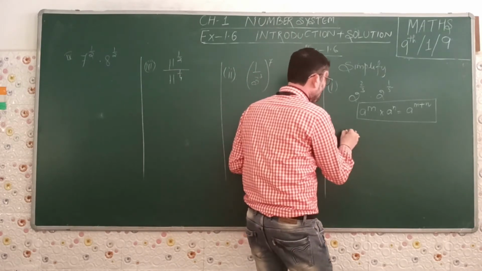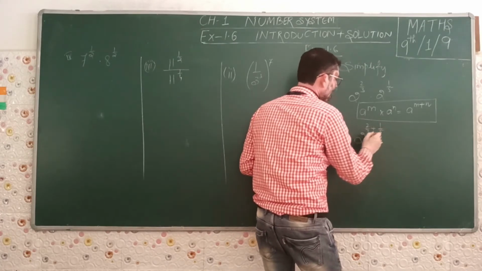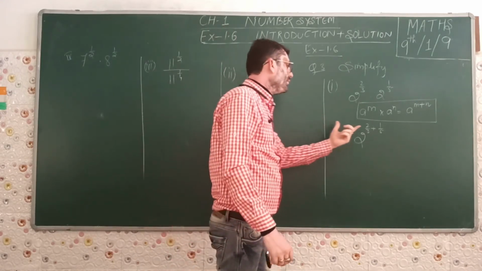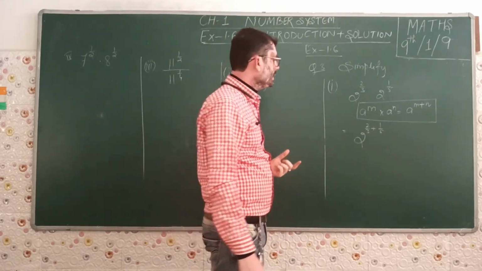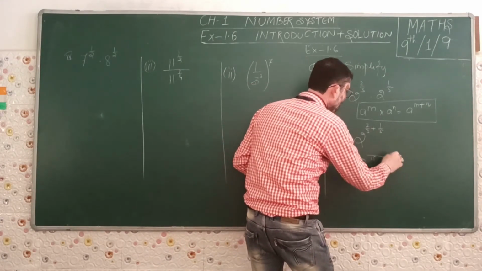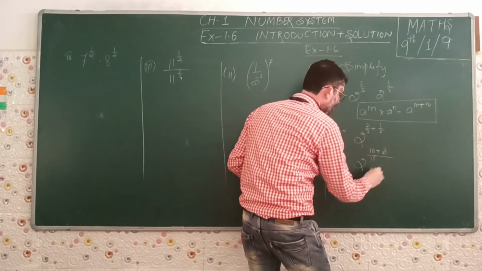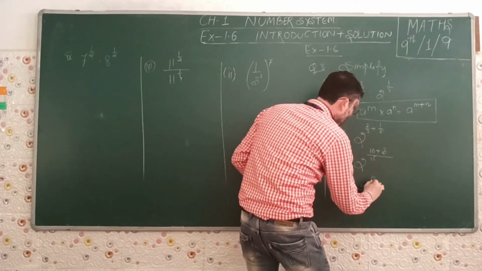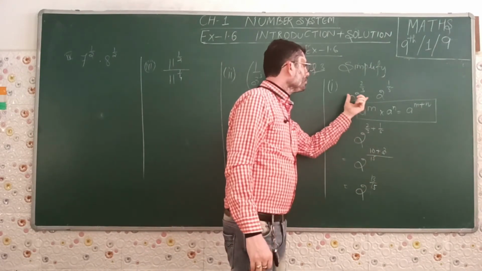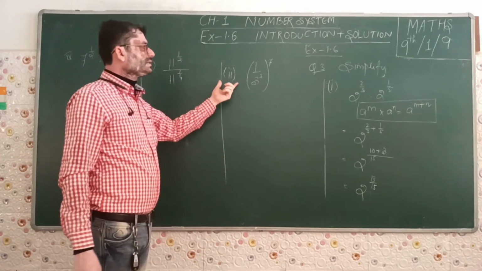So after this step, we can write 2 to the power 2 by 3 plus 1 by 5, since the base is the same and the powers are different, so the powers are added keeping the same base. So we have to solve the powers by taking the LCM. This is equal to 2 to the power, if we take the LCM, 15, 3 fives are 15, 5 threes are 15, so this is 10 plus 3, and this is 2 to the power 13 by 15. So this is the simplest form of 2 to the power 2 by 3 into 2 to the power 1 by 5.